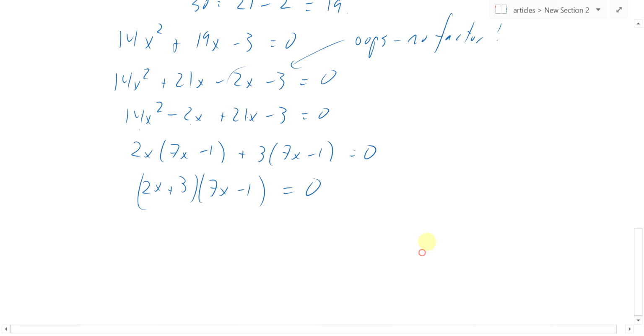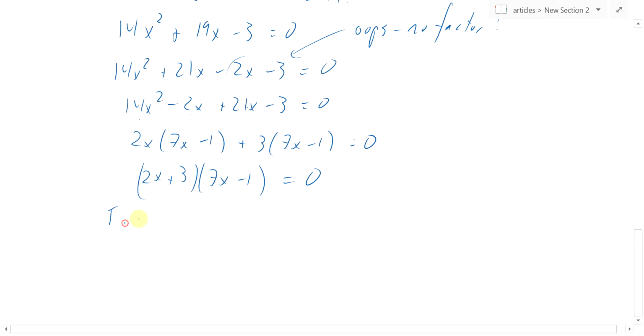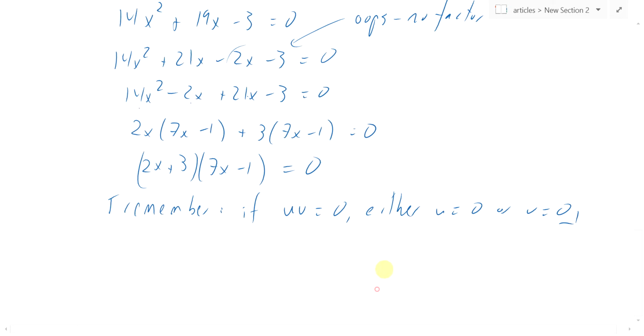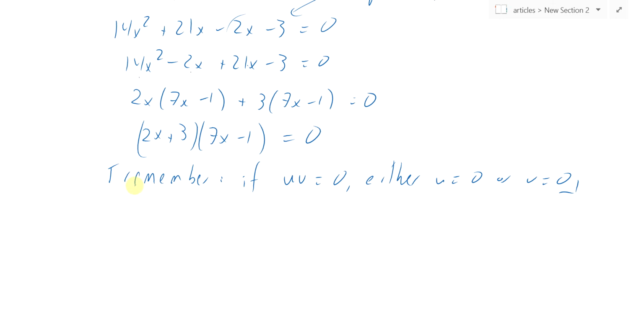And this is why we want it equal to 0. Remember, this is a problem from section A.1 actually. If u times v equals 0, either u equals 0 or v equals 0. This is a magic property of the number 0. No other number has this property. If u times v equals 1, right, you don't know anything about u or v. But what we do know about two numbers multiplied to give me 0 is that one of them has to be 0.